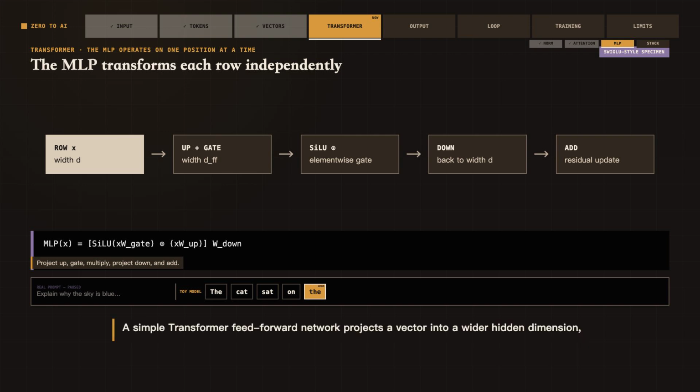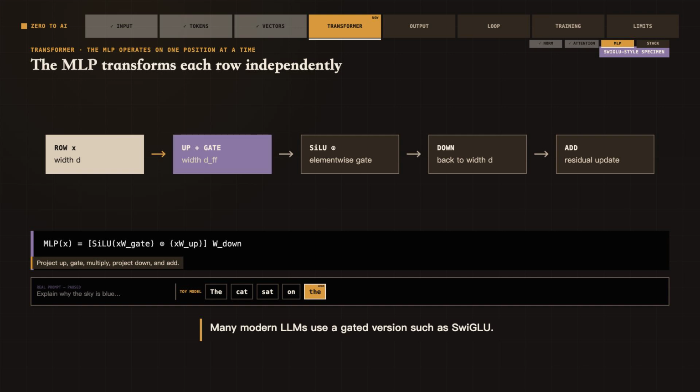A simple transformer feed-forward network projects a vector into a wider hidden dimension, applies a nonlinear activation, and then projects the result back to the model width. Many modern LLMs use a gated version such as SwiGLU. One common form is, on screen, the SwiGLU equation shows the activated gate multiplied element by element with the up projection, followed by the down projection.